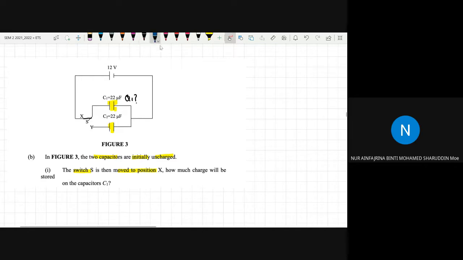So kita nak cari dia nak pakai formula apa? Kita tahu C dia. Okay, kita nak cari Q dia. But what about the V? Kita nak pakai V apa? So V ini, when this capacitor is fully charged, the potential difference across this capacitor will be the same as the potential difference of the supply. So ini adalah supply potential difference.